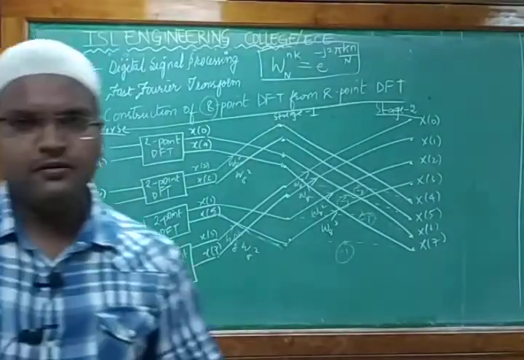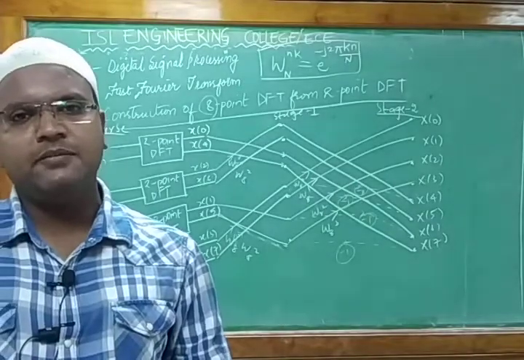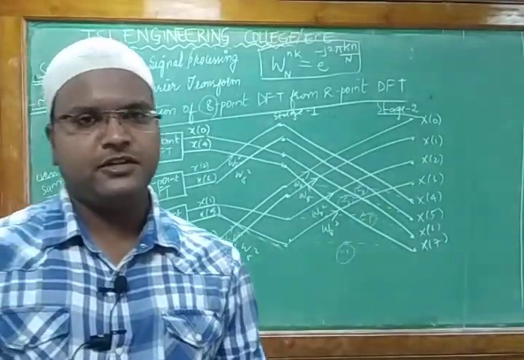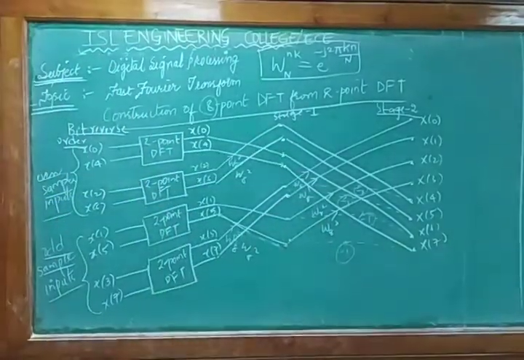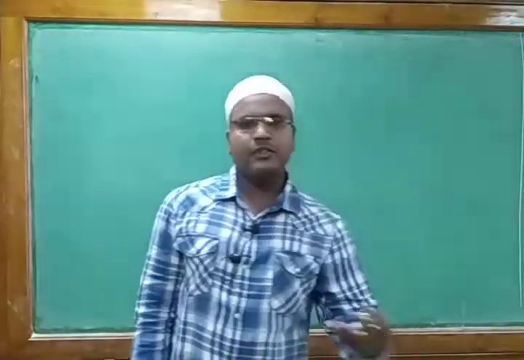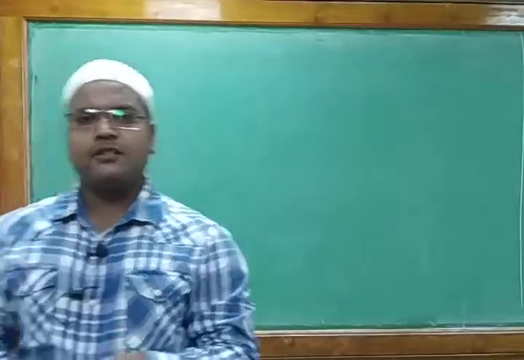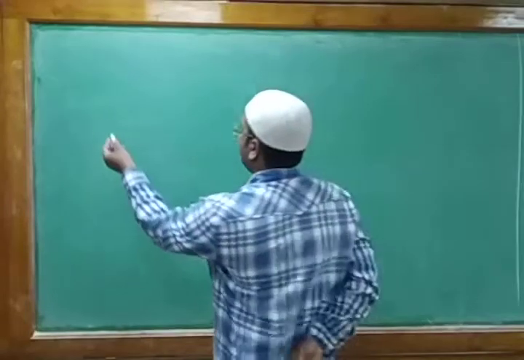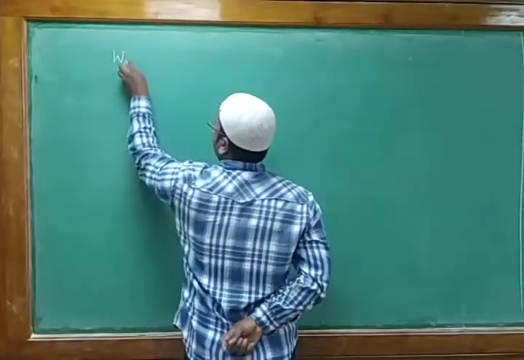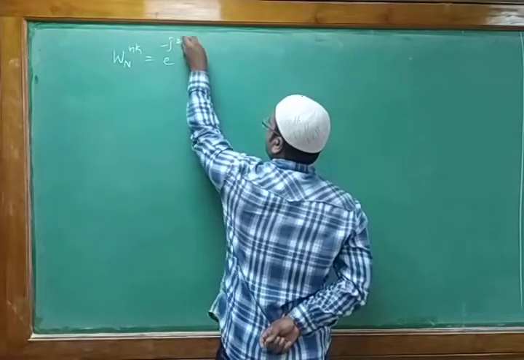So we'll see the next one, the summary of writing decimation in time and decimation in frequency of FFT. We will see it now. As you have seen, students, just now we have designed the 8-point DFT by using the 4-point DFT and by using the 2-point DFT. The next concept is how we write the Twiddle Factor. For the Twiddle Factor, W n of nk is given by e power minus j 2 pi kn by n.